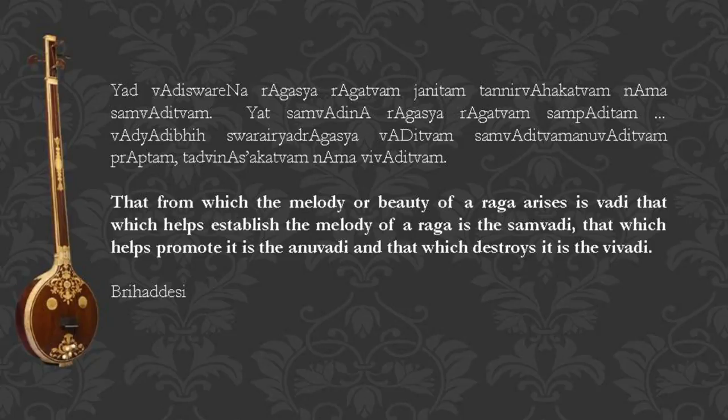That from which the melody or beauty of a raga arises is Vadi. That which helps establish the melody of a raga is the Samvadi, and that which helps promote it is the Anuvadi, and that which destroys it is the Vivadi. Now, Vivadi is basically applied to a swara. So, when you have identified one swara as the Vadi of the raga, the most important swara of the raga, then there will be some swaras which are Vivadi, which will destroy the raga.